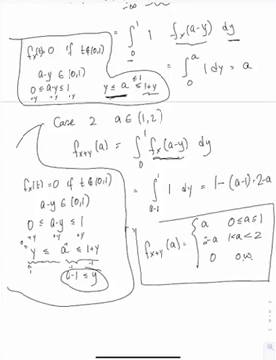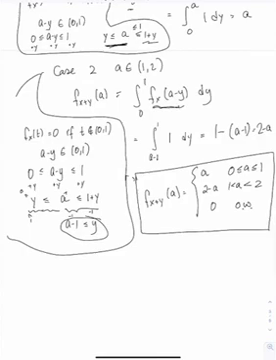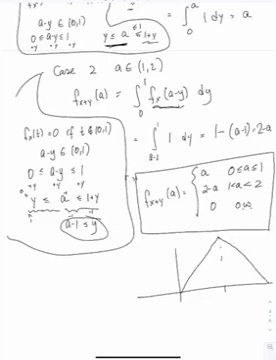Okay? So that tells you what the density of x plus y equals. And if you look at the graph of this, from 0 to 1, it is just a. And from 1 to 2, it is 2 minus a. So this is what the graph looks like.